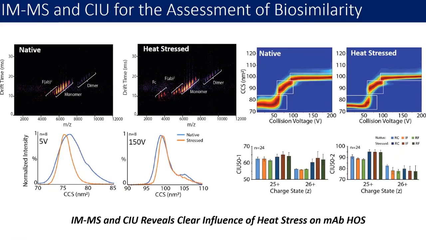So all of this then paints the picture that ion mobility mass spectrometry and CIU together can track a lot of details surrounding the higher order structure of antibodies and how they shift as a function of heat stress.